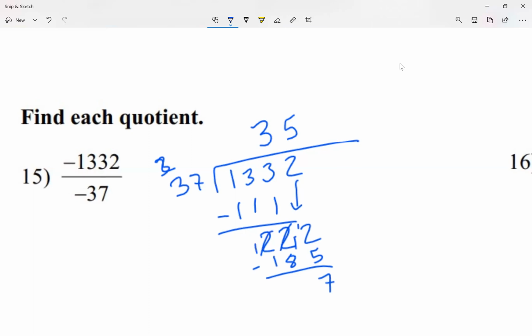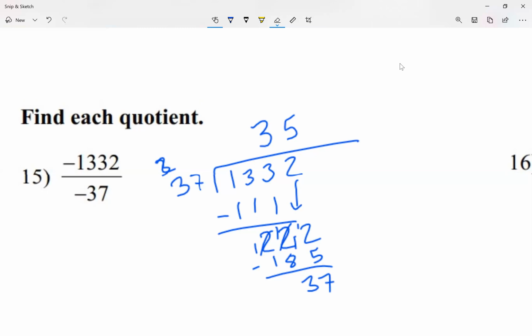Here, let me borrow 1 to make this 11. 11 minus 8 is 3, and then 1 minus 1 is 0. So my remainder is 37. Oops, I guessed that a little bit too short. Right, 37 goes in it 5 times, but then I have a remainder of 37. So that means I can go with 37 one more time.